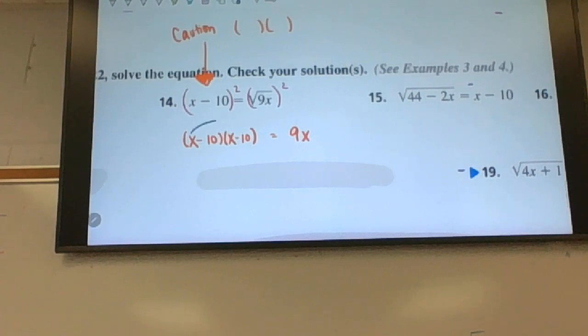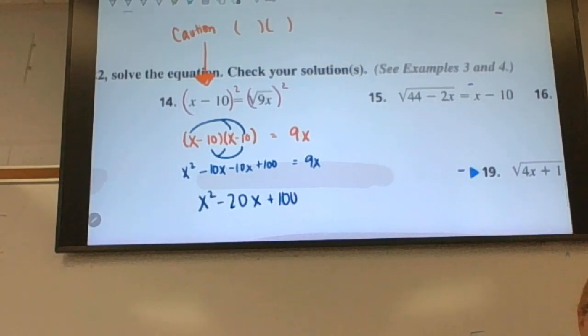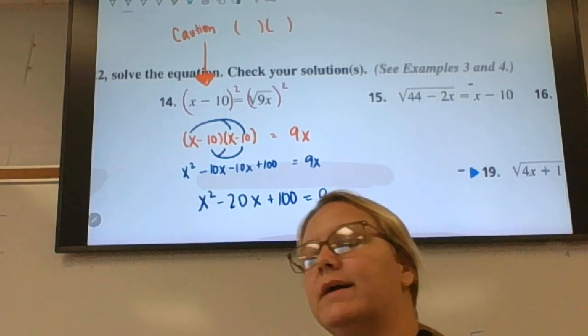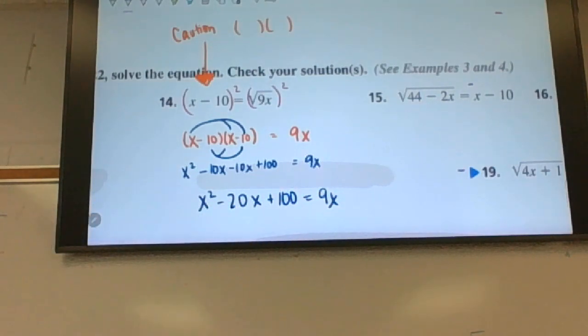Okay, so I have to do x times x, x times negative 10, 10 times 10. And now I'm working with a quadratic that has to be factored and solved. So I have to go back to my factoring skills to finish this problem up.